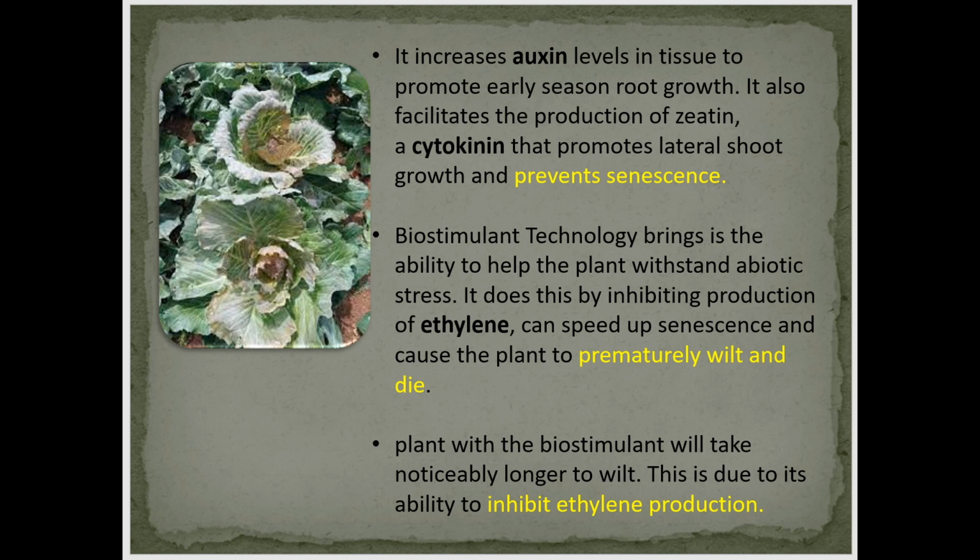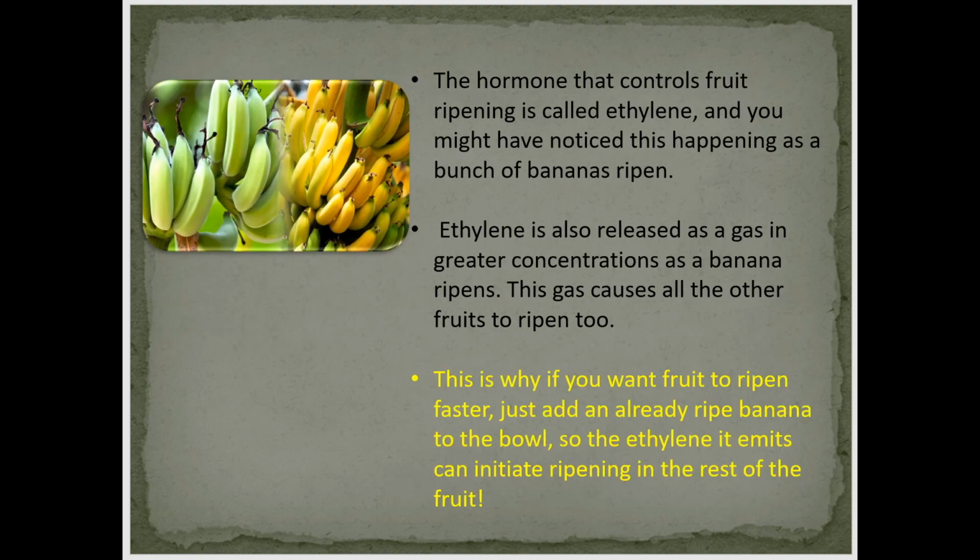In the cabbage plant, the more auxin or more cytokinin, the more easily it decomposes. The biostimulant technology brings the ability to help plants withstand abiotic stress. It does this by inhibiting production of ethylene, which can speed up senescence and cause plants to prematurely wilt or die. Some of the plants treated with biostimulant take a noticeably longer time to wilt. This is due to the ability to inhibit ethylene production. And it's the plant hormone.